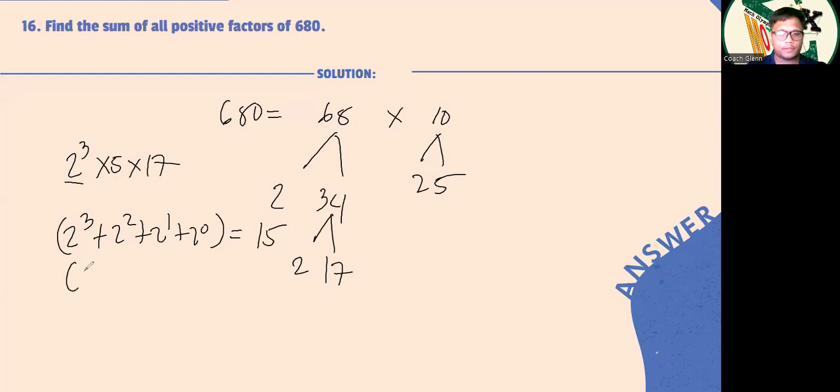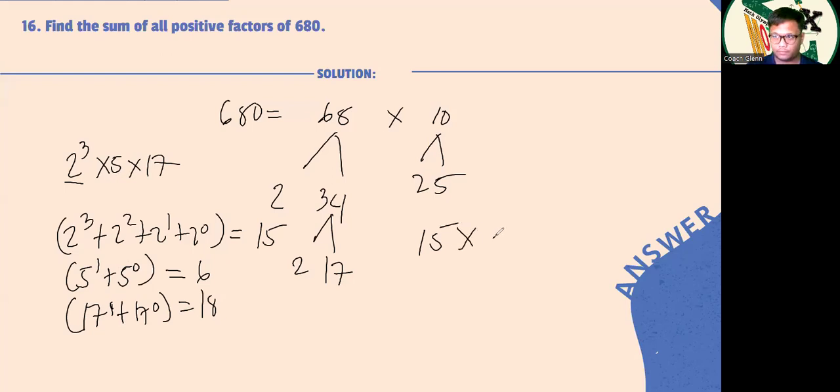We do the same process for 5. So we have 5 raised to 1 plus 5 raised to 0. So that's 5 plus 1. So that's going to be 6. And then the same process for 17. That's 17 plus 1. So that's going to be equal to 18. Now we just need to multiply the three numbers. So let's have 15 times 6 times 18. That's equal to 1,620. That should be our final answer.